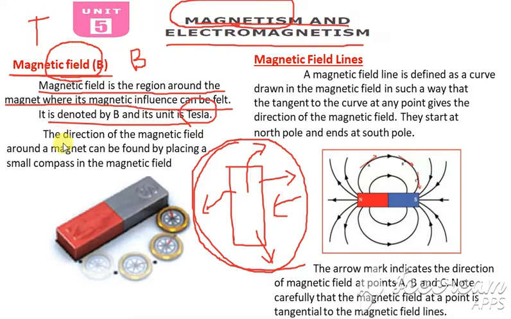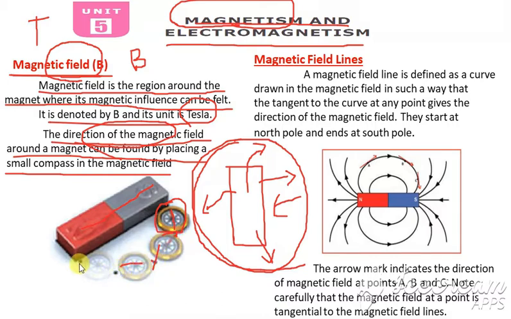The direction of the magnetic field around the magnet can be found by placing a small compass in the magnetic field. So this is a magnet, and here we are going to place a compass. By placing the compass like this, we can find the direction of the magnetic field. When you place it here, it points like this. Then when you place it here, it points in this direction, then again in this, and again in this. So this gives the direction of the magnetic field, and it goes on in this way. Clear?